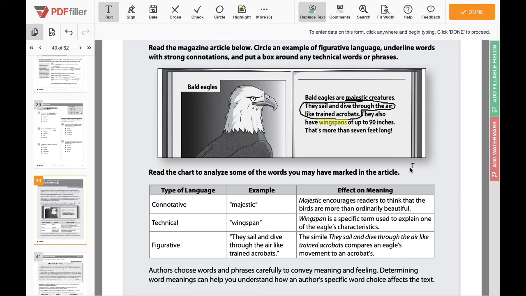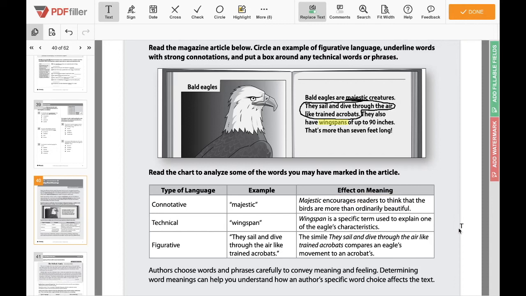So we look at the chart, it kind of explains what we've been talking about a little bit better. So we underline majestic as our connotative language, which is a positive connotation, which if you look at the effect on meaning, it says majestic encourages readers to think that the birds are more than ordinarily beautiful. So they're going out of their way to get the reader to think of bald eagles as being beautiful, amazing birds and animals.